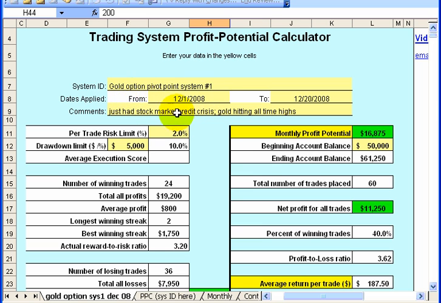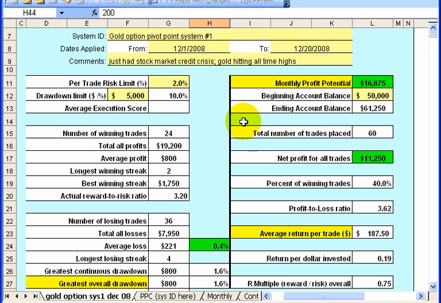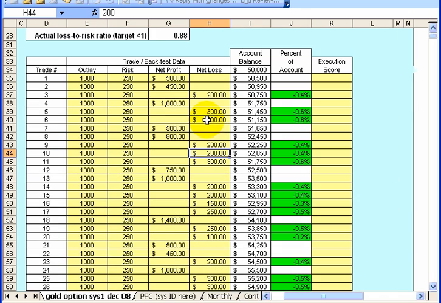The system ID for the example here, I'm using my gold option pivot point system number 1, and I'm looking at backtest data from December 1st, 08 to 12/20/08, before the holidays. And the comment, like I said, put in whatever's pertinent here. Just had stock market credit crisis, gold hitting all-time highs. As far as my risk management rules, my per trade risk limit is 2%. I don't want to have a drawdown greater than $5,000, and I'm starting with a $50,000 account. And then I just put in the trade data down here, and it's wonderfully simple.